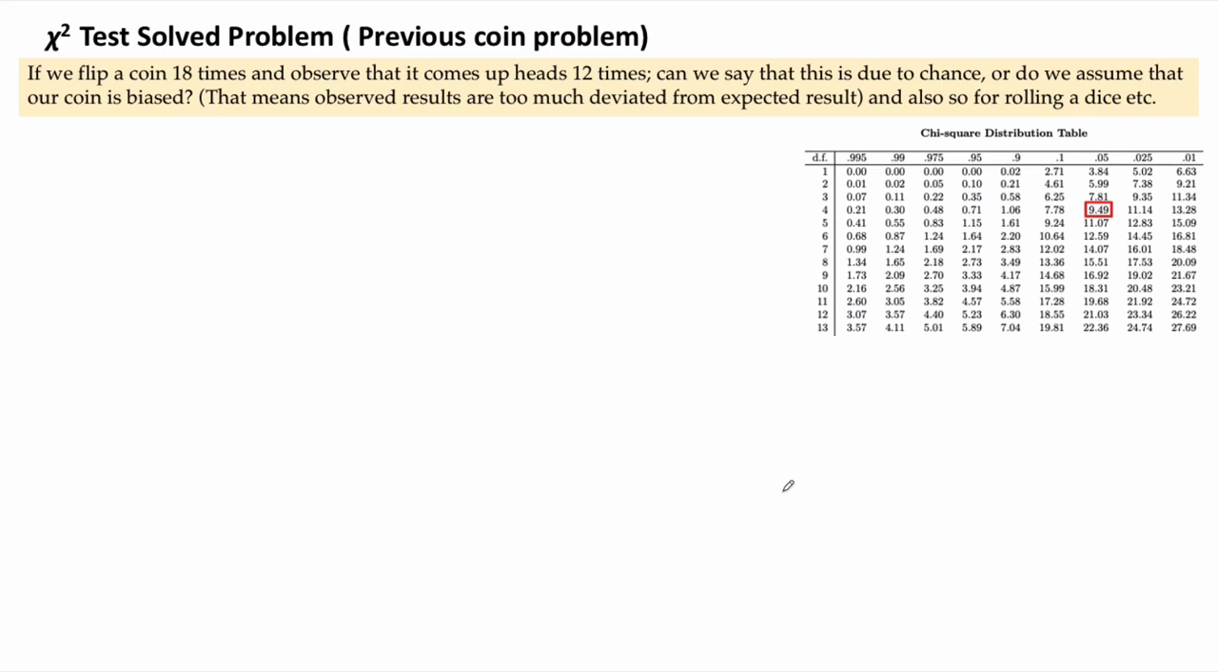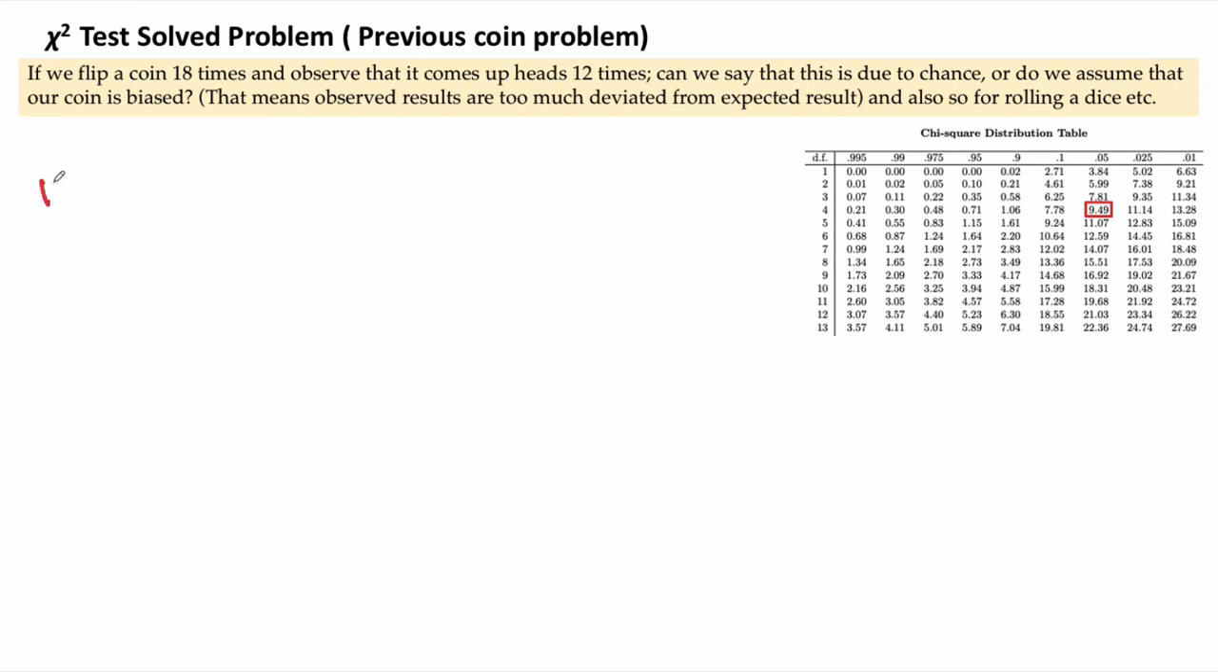Take the previous problem. Taking the previous problem means when we discussed flipping a coin 18 times and observed that it comes up almost 12 times head, correct? That problem is asking whether the coin is biased or not. So let's calculate whether the coin is biased or it is an acceptable result.